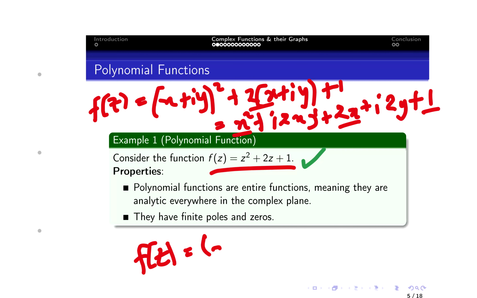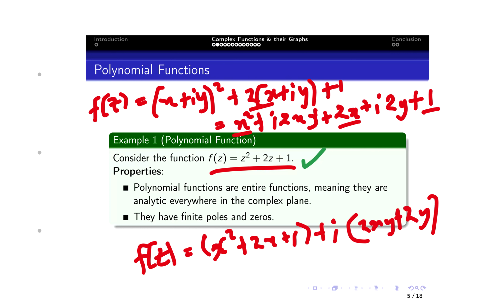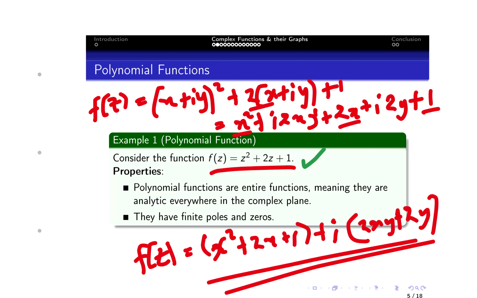That's a quadratic expression right there for you. Plus i into (2xy plus 2y). So that's what f of z ends up giving you. So that's how that works. You see here that polynomial functions are entire functions, meaning they are analytic everywhere in the complex plane.